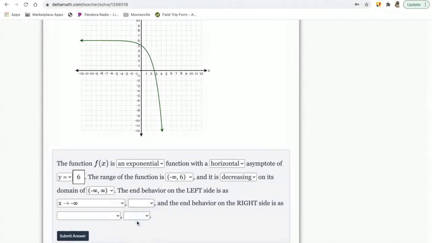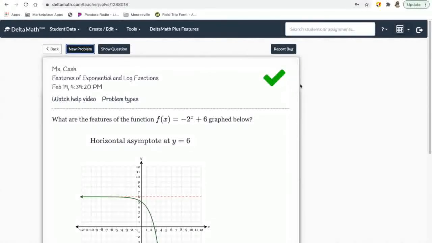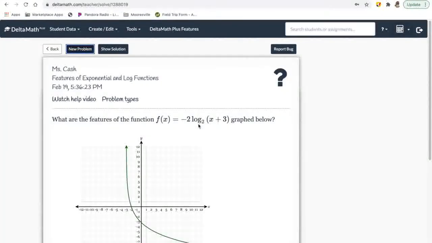So y is approaching 6. And the end behavior on the right side, as x approaches infinity, y is continuing to go down, so y is approaching negative infinity. I would submit my answer, say yes, and we got it right. Now let's do one with a logarithmic function. So this one, we can tell by the equation, is a logarithmic function.